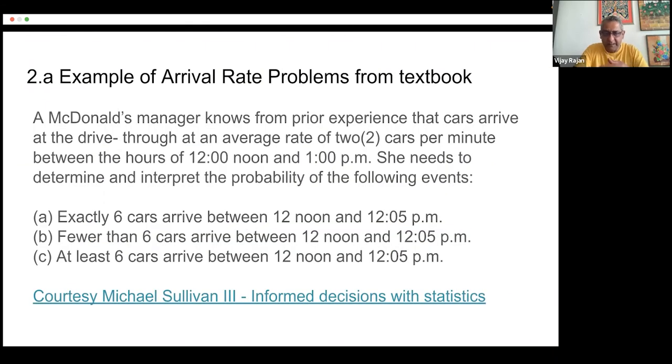And this book, by the way, Michael Sullivan III's Informed Decisions with Statistics, there's a link here, is probably a book I would always keep. I carry it with me literally everywhere I go. A beautiful book, a great textbook to have if you're teaching statistics. If you're a student of statistics, a great textbook to study from and use as reference.